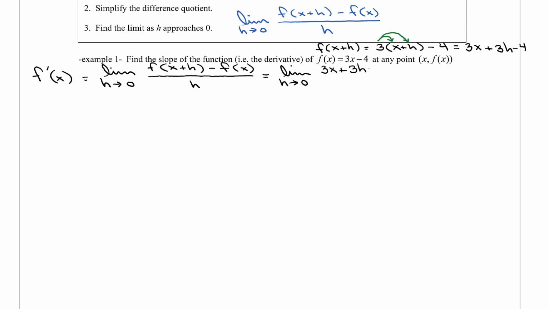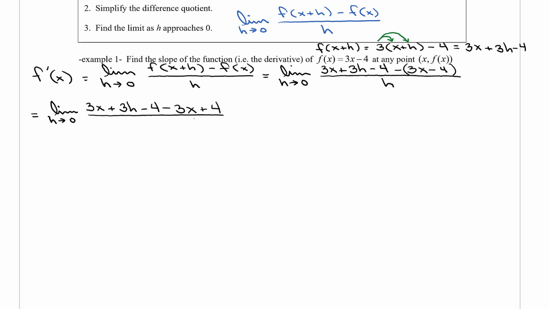Now going back to the limit that I had written earlier from the definition of derivative, I'm going to set that equal to the limit as h approaches 0 of 3x plus 3h minus 4 minus the quantity 3x minus 4 all over h. And this equals the limit as h approaches 0 of 3x plus 3h minus 4 minus 3x plus 4 all over h.